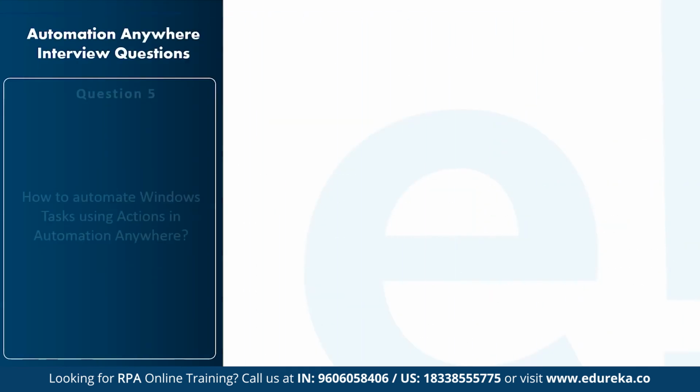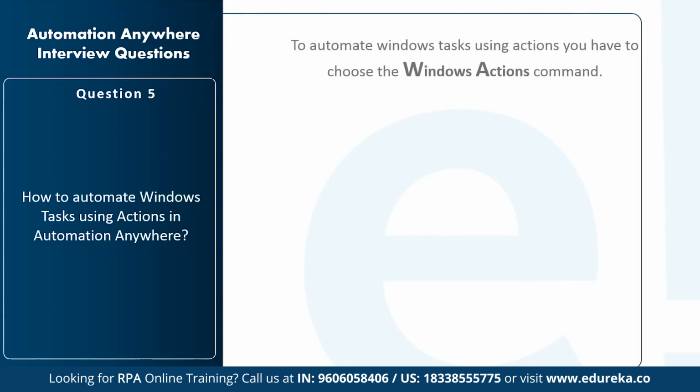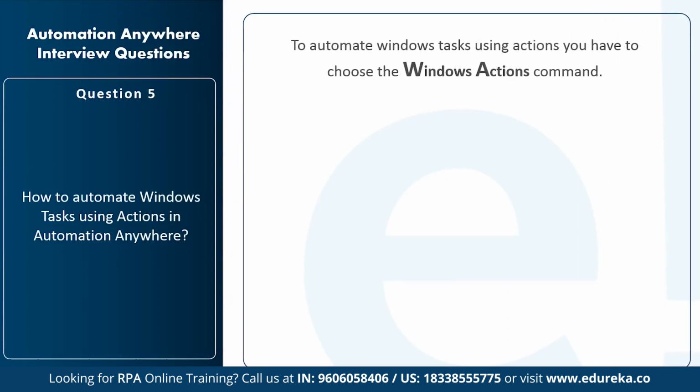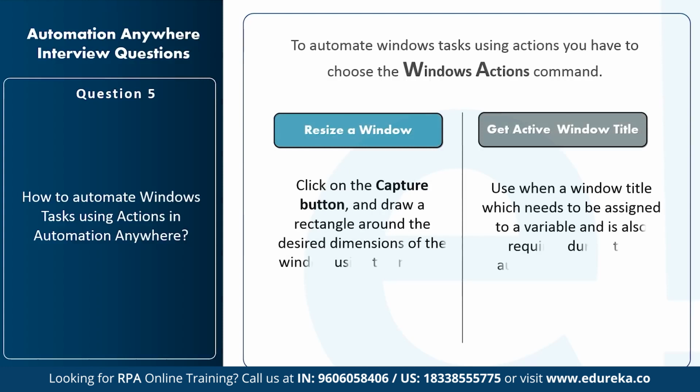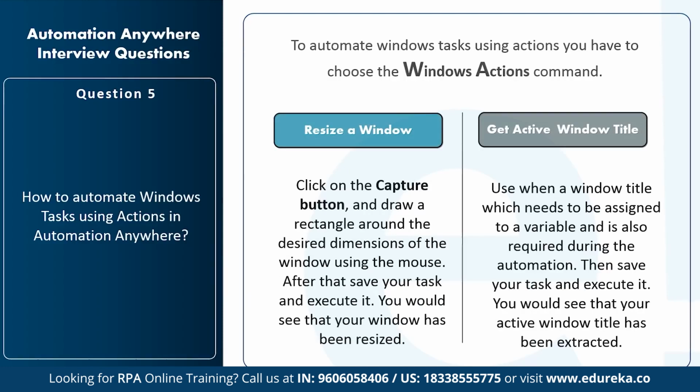Now moving on to the next question, that is how to automate Windows tasks using actions in Automation Anywhere. To do this, you have to choose the Windows actions activity from the activity pane. There are obviously various actions that you can perform with the window. You can resize it, get the active window title, maximize the window, minimize the window, close the window, or also open a window, right?